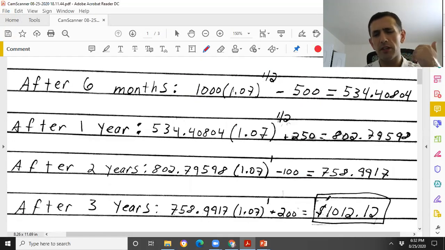And last but not least, after 1 more year, or 3 full years after the initial deposit, the $758.99 roughly accrues 1 year of interest to become $758.99 times 1.07 to the 1. It's a bit silly to write to the 1, but I'm writing it to emphasize t equals 1, 1 year of interest. And then finally, after 3 years, you deposit $200 for a grand total of $1,012.12.